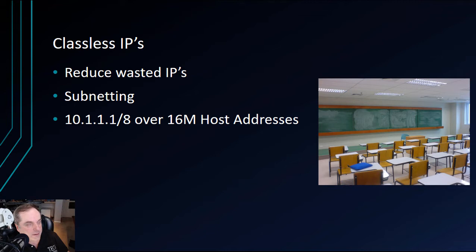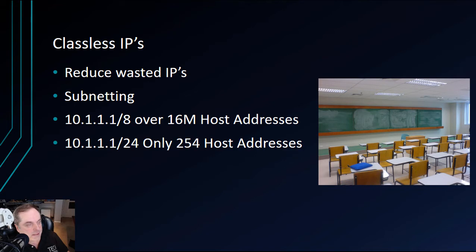So we have 10.1.1.1 as an example. In a class-full IP address, it would be a /8 subnet mask with over 16 million host addresses. But when we use classless, we take that same IP address and change it from a /8 to a /24 subnet mask, and then we end up with only 254 IP addresses. So we've saved a lot of IP addresses simply by changing the class from a Class A to a Class C. And that's one of the reasons why we were able to hang on to IP version 4 for so long before switching over to IP version 6, because we were able to save a lot of IP addresses.